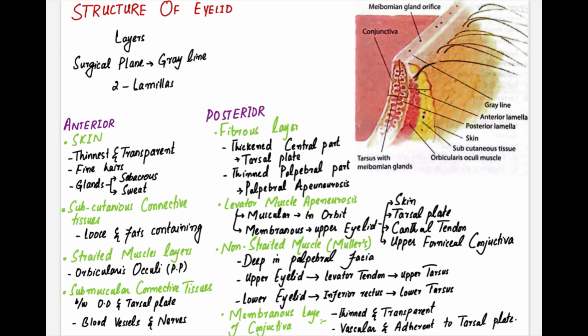So this is about the eyelid, that it is composed of different layers, and a surgical plane or a gray line, a structure where a surgical cut is taken, divides it into two lamellae, that is anterior lamella and posterior lamella. Now the anterior lamella contains different structures and the posterior lamella contains different structures.